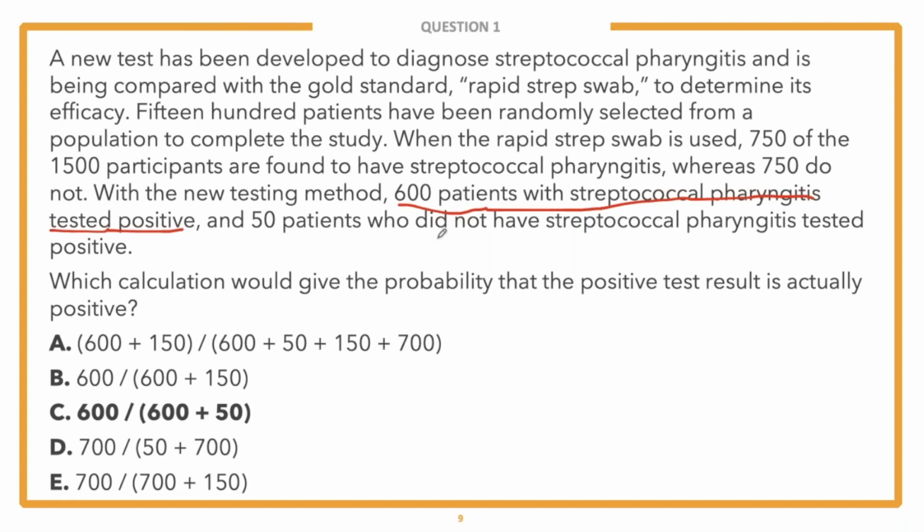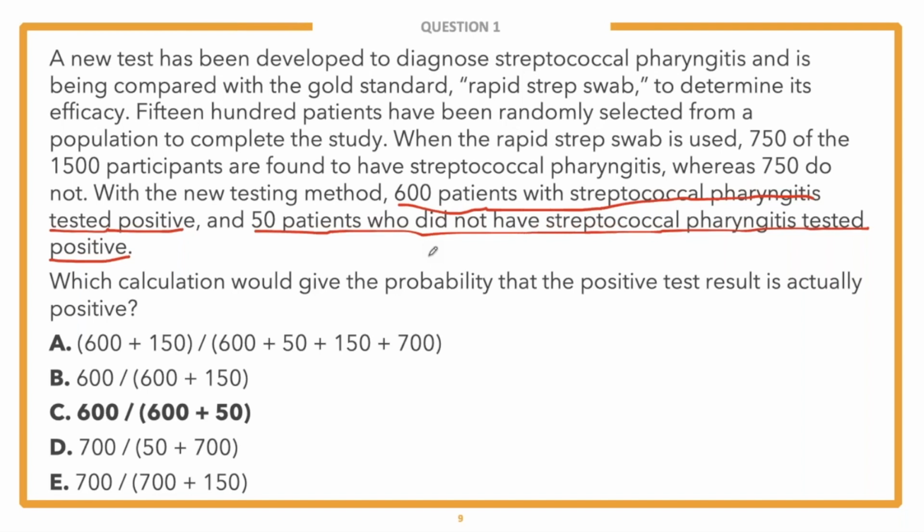So how do we find out what false positive is? Well, false positive is the people that tested positive but don't actually have the disease. So just like how we said that, 50 patients who did not have strep tested positive. So those are your false positives. So the answer would be 600 over 600 plus 50.